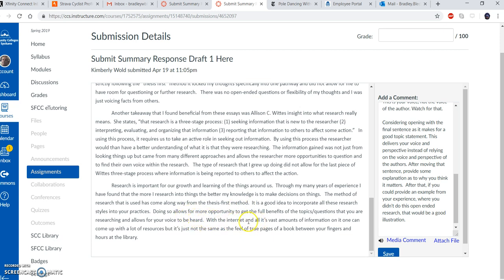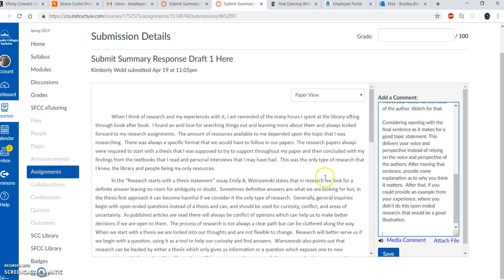Doing so allows for more opportunity to get the full benefits of the topics and discussions you're researching, and allows your voice to be heard. With the internet and all its vast amounts of information, one can come up with a lot of resources. It's just not the same as the feel of true pages between your fingers and hours at the library. That may be so. I'm not sure if I agree, but that doesn't really matter.